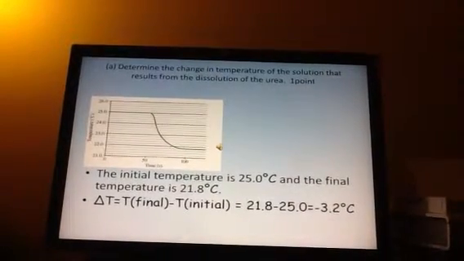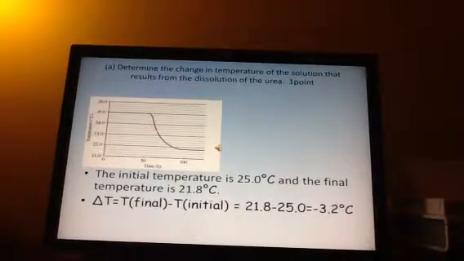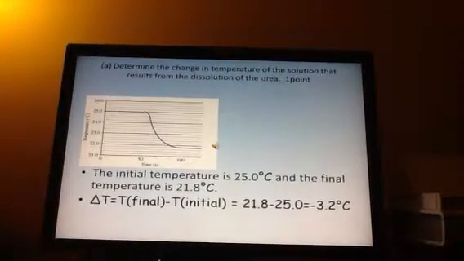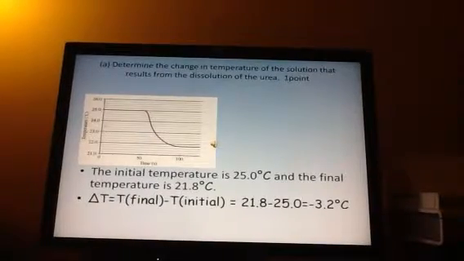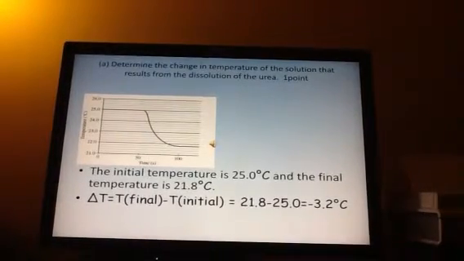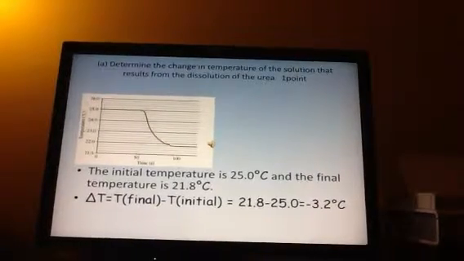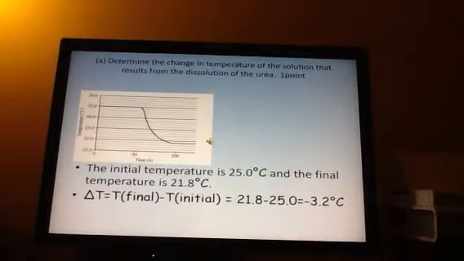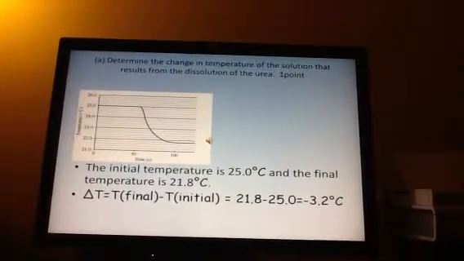The question says, determine the change in temperature of the solution that results from the dissolution of urea. And this question is worth 1 point. When you look at the graph, you see that the initial temperature is 25 degrees Celsius and the final temperature is 21.8 degrees Celsius. So to find the total change in temperature, you do the final temperature minus the initial temperature, which is 21.8 minus 25.0, and that equals negative 3.2 degrees Celsius.